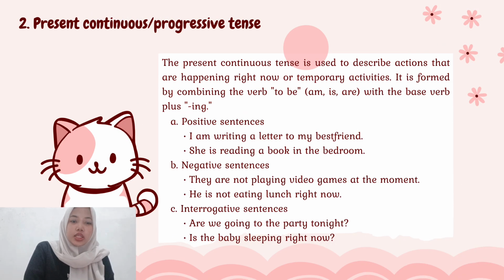And the next we have present continuous or progressive tense. The present continuous tense is used to describe action that are happening right now or temporary activities. It is formed by combining the verb to be, am, is, are with the base verb plus ing. For example, in positive sentence, we have I am writing a letter to my best friend and she is reading a book in the bedroom. And negative sentence, we have they are not playing video games at the moment and he is not eating lunch right now. And interrogative sentence, we have are we going to the party tonight, or is the baby sleeping right now?